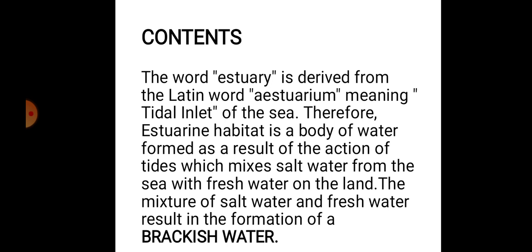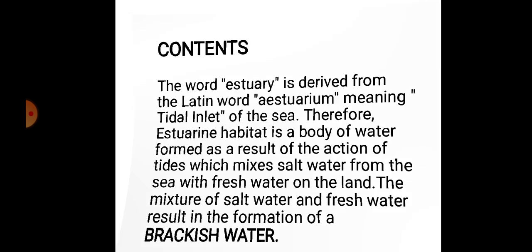Therefore, estuarine habitat is a body of water formed as a result of the action of tides, which mixes salt water from the sea with fresh water on the land. The mixture of salt water and fresh water results in the formation of brackish water. When salt water mixes with fresh water, that particular mixture is called brackish water because it's a mixture of salt and fresh water. So that's the meaning of brackish water.